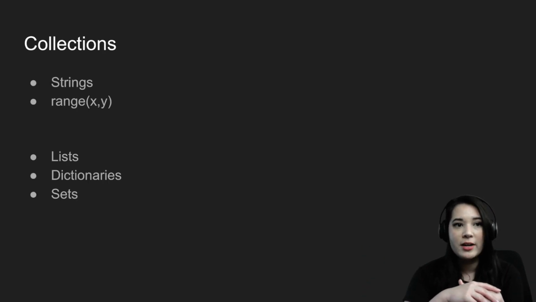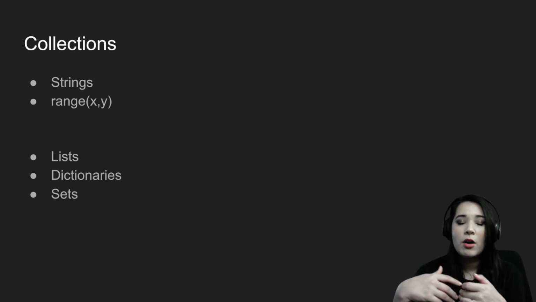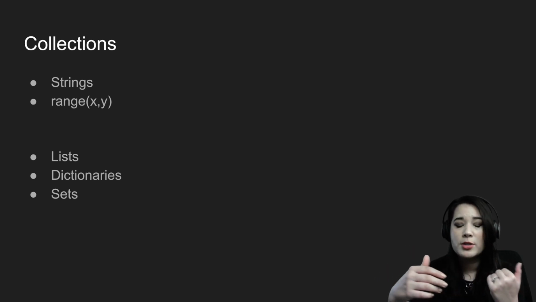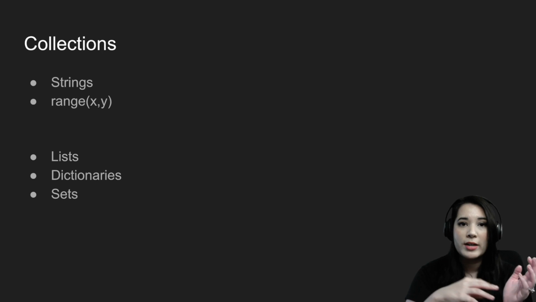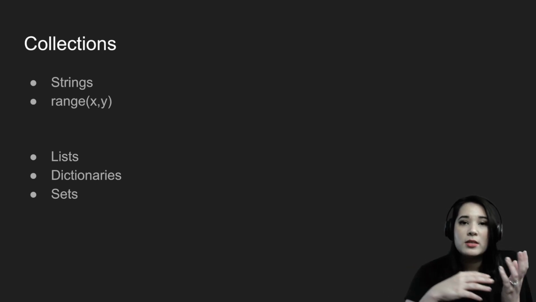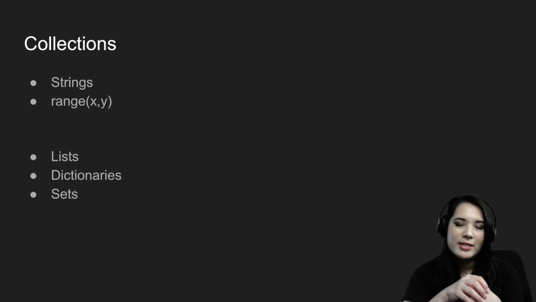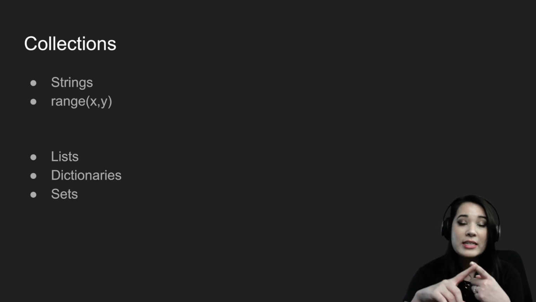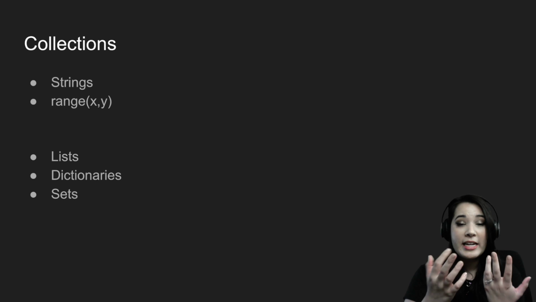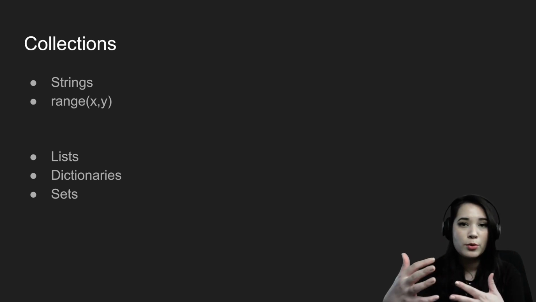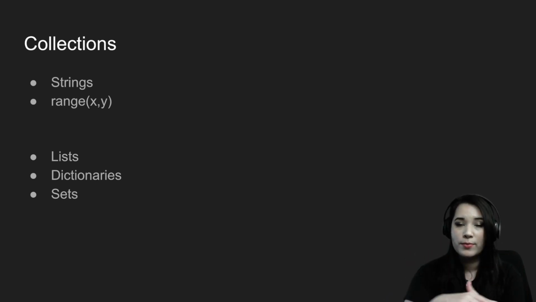Before we head off to Atom, let's talk a little bit about collections. So far, the two collections we've learned a lot about are strings, which are collections of characters, and we can also get a collection of numbers using the range function. For instance, range 0 to 10 would give us 0 through 9. Some other collections we briefly talked about, but haven't dived into deeply, are lists, dictionaries, and sets. Anytime we have a collection, we can loop through it in some way using a for loop. All right, let's go to Atom and check out some examples.